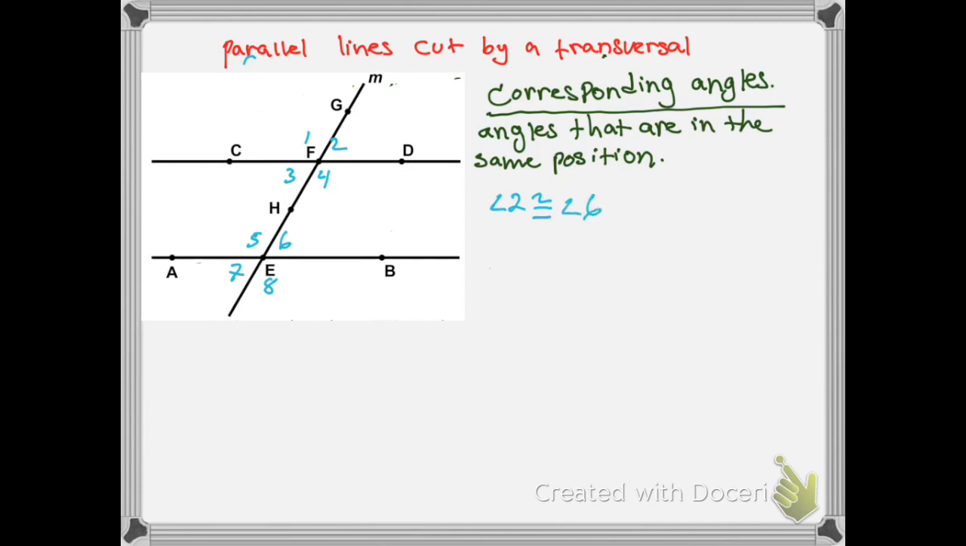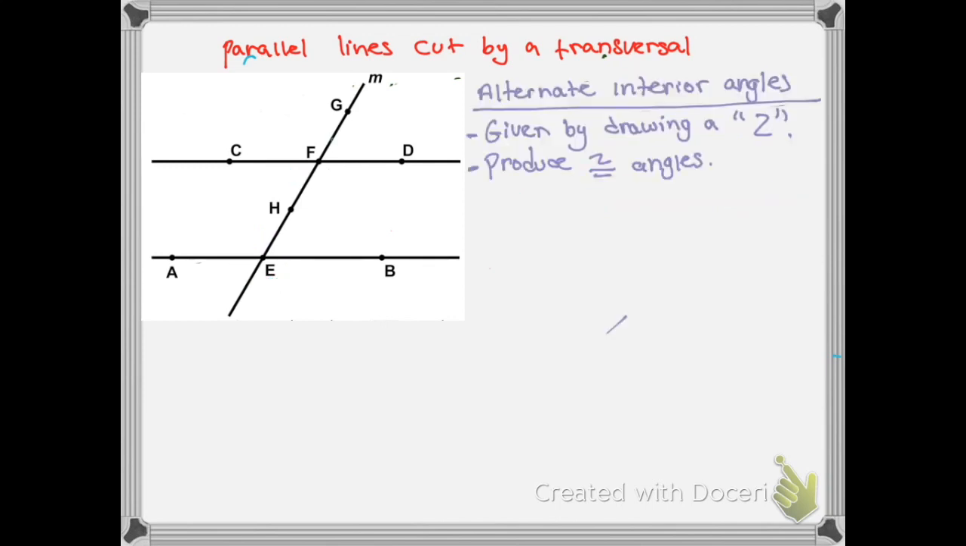And more specifically, angle GFD is congruent to angle HEB. Notice as well that angle 1 and angle 5 are corresponding, 3 and 7, and 4 and 8 as well. So those are all the corresponding angles.